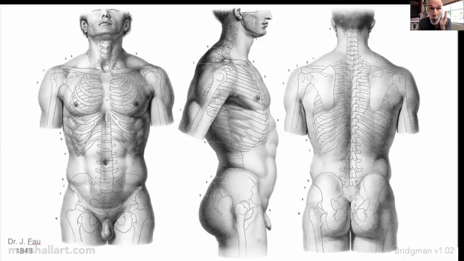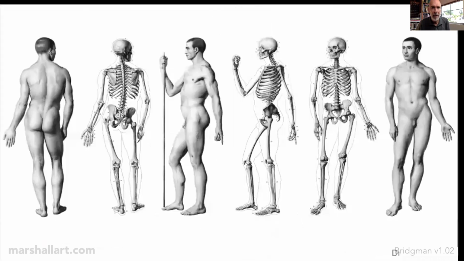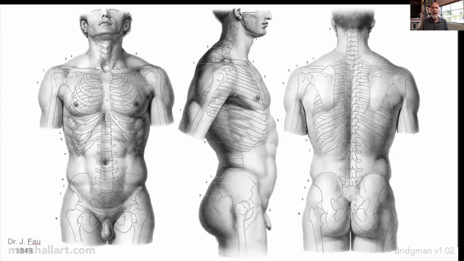But we need a whole body, don't we? This has all been just the rib cage and pelvis. So we're going to move to the whole body in a moment. Okay, let's go to Q&A.